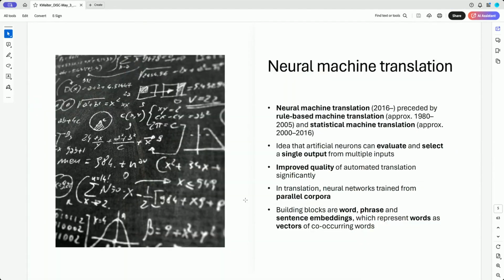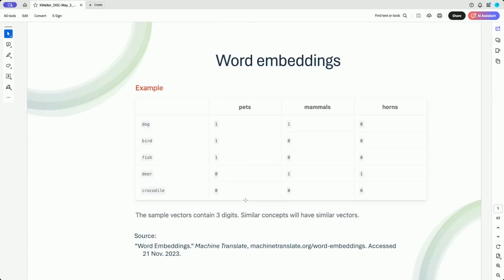Neural machine translation was introduced to a larger public, I suppose, in 2016, 2017, via Google Translate and DeepL and other similar applications. It's based on the idea that artificial neurons can evaluate and select a single output from multiple inputs. And once neural networks were used as part of machine translation, this improved the quality of automatic translation significantly. In translation, these neural networks are trained from parallel data for the different languages that are involved, and the building blocks are word, phrase, and sentence embeddings, which represent words as vectors of co-occurring words.